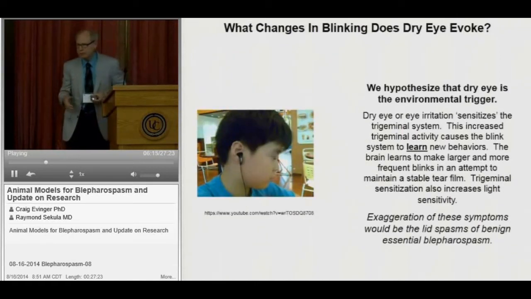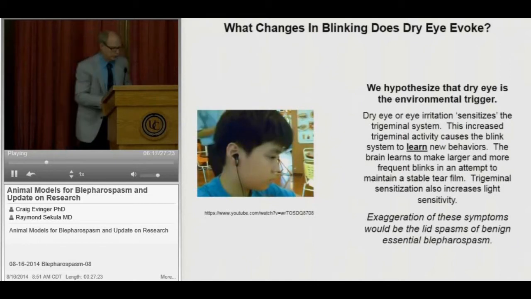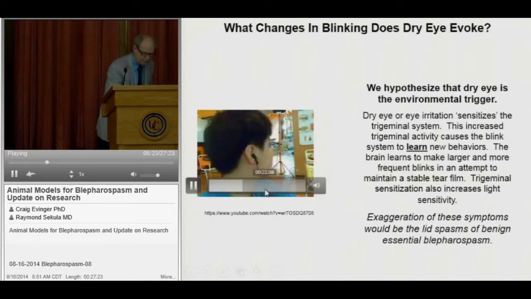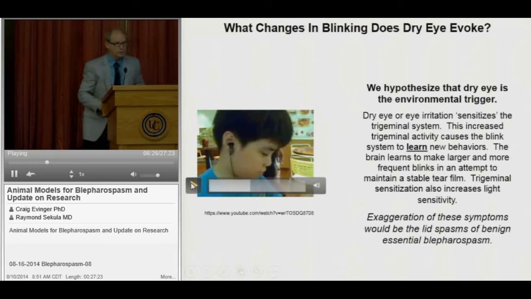He doesn't have blepharospasm. He has eye irritation. Okay? Will he get blepharospasm? I don't think that's unlikely. Okay? He's very young.